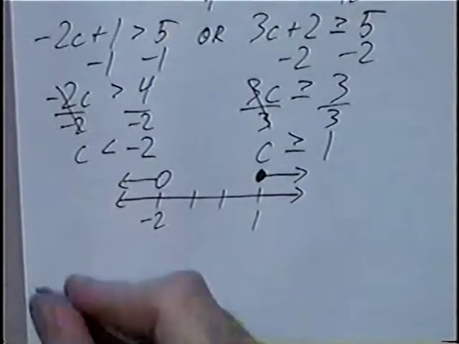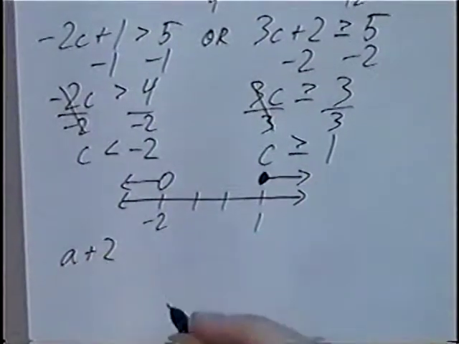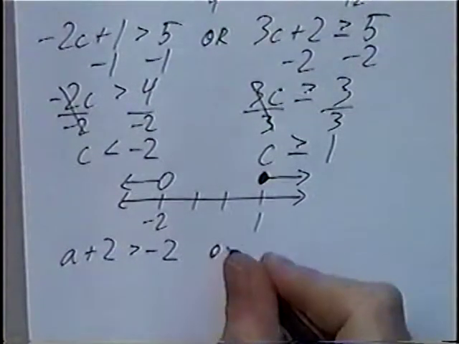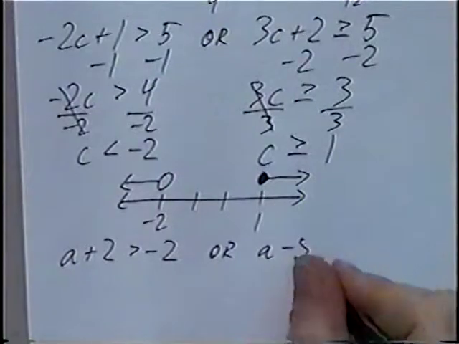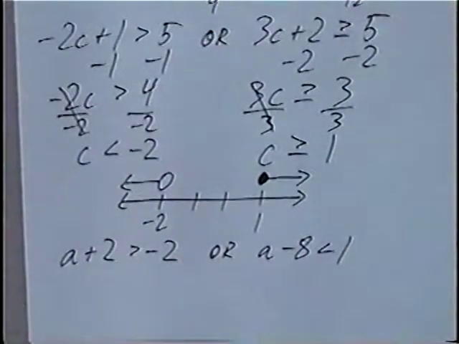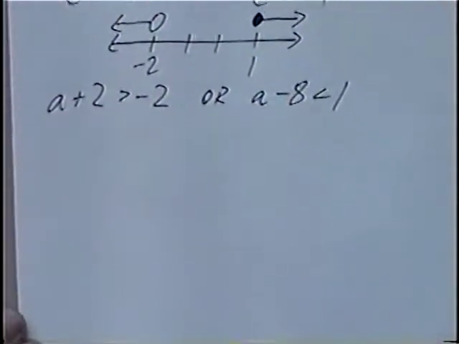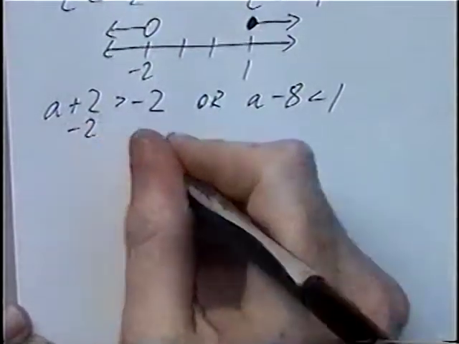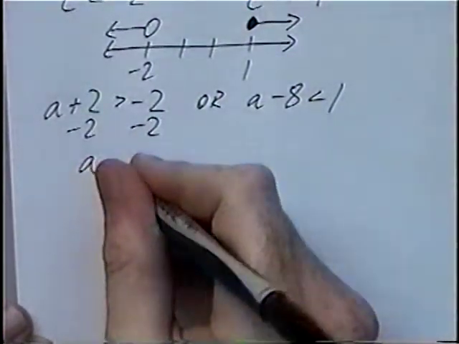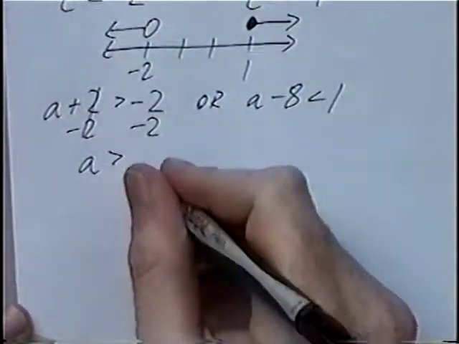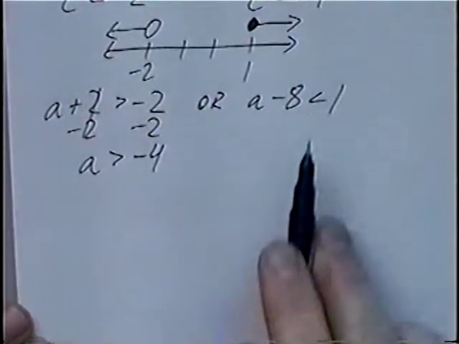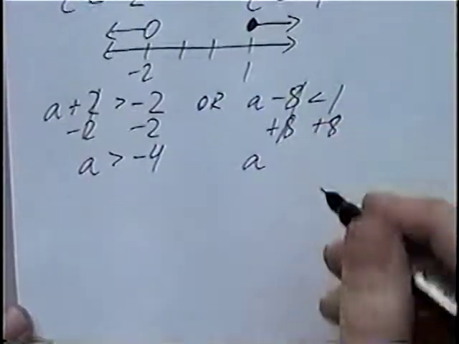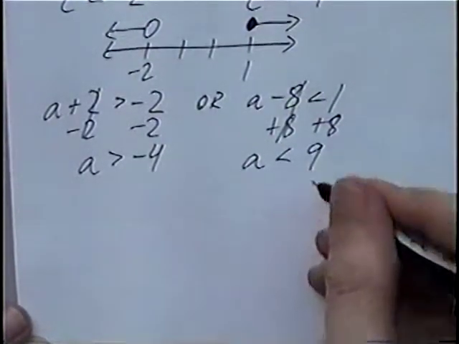Next problem for the section. A plus 2 greater than or equal to negative 2, or A minus 8 is less than 1. Solving the inequality, we can subtract 2 on both sides. So we have A is greater than negative 4. Second inequality, we can add 8 on both sides. So we have A is less than 9.